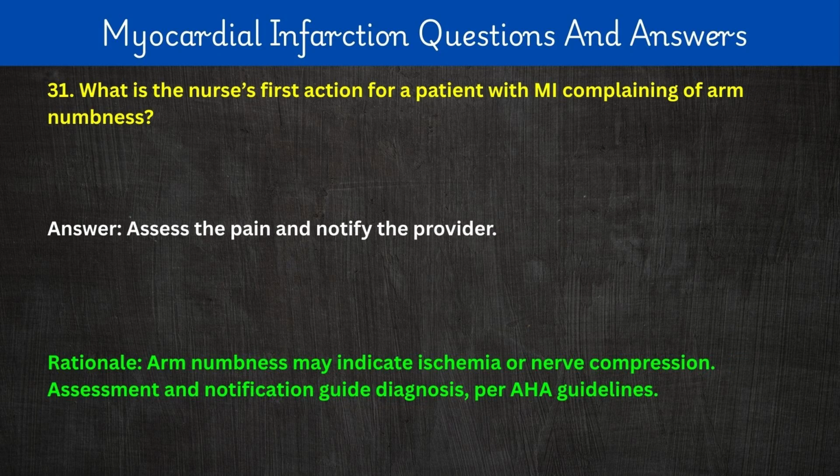31. What is the nurse's first action for a patient with MI complaining of arm numbness? Answer: assess the pain and notify the provider. Rationale: arm numbness may indicate ischemia or nerve compression. Assessment and notification guide diagnosis, per AHA guidelines.